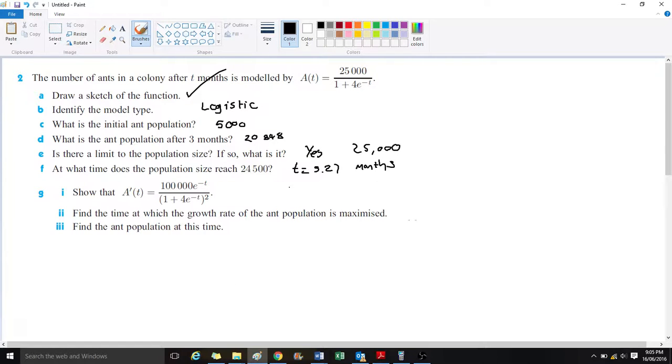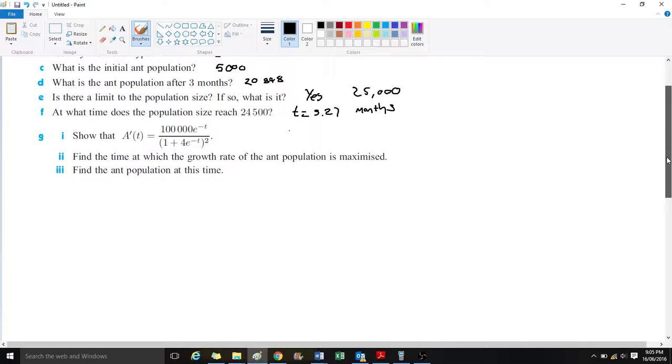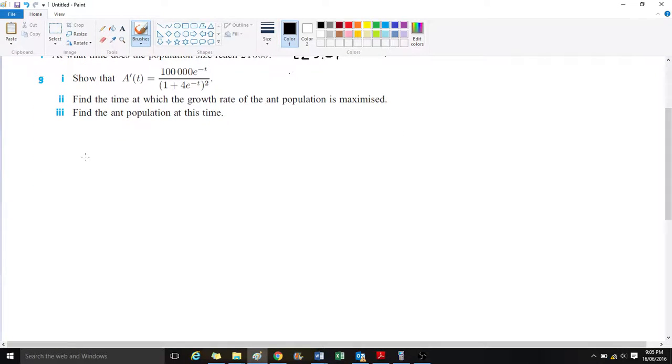Okay, find the derivative of this function. Now this can be a little bit difficult, but I'll show you what we're doing here. So we have the original function, A equals 25,000 on 1 plus 4e to the minus t.